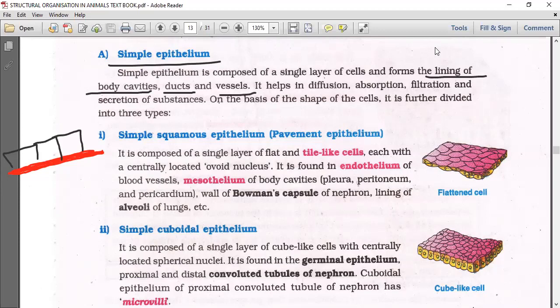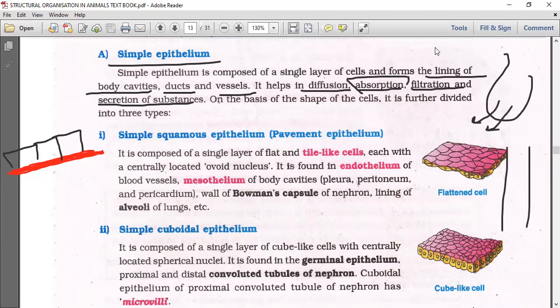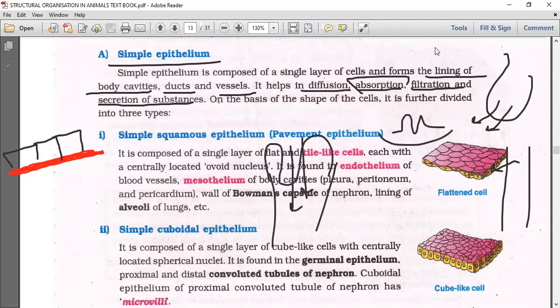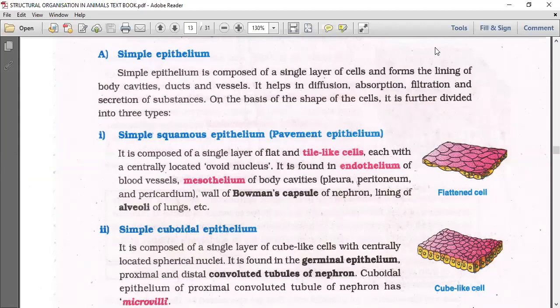What is the function? It helps in diffusion, absorption, filtration, and secretion of substances. Every word has its own meaning. We're going to get into it in human physiology. Diffusion means diffusion of gases in the lungs. Absorption: absorption of water in the nephron, and absorption of food in the intestine. Filtration: filtration of substances in the nephron of the kidney. So likewise, every word has its own meaning. You just need to remember the functions in first year. That's all: diffusion, absorption, filtration, and secretion of substances.